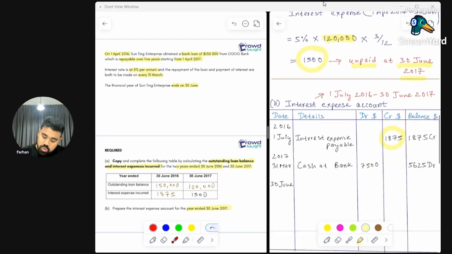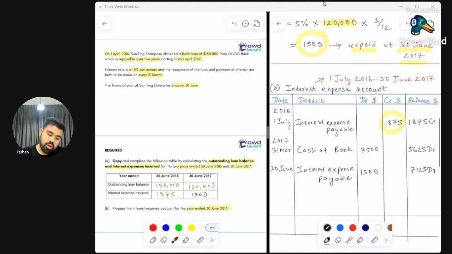So therefore, what we're going to do is show the closing balance of $1,500 on the debit side with the description being interest expense payable. All right. So always remember, all liabilities by default must have an opening balance on the credit side and a closing balance on the debit side. Okay. So previously we had 5,625 debit as the final balance. We add 1,500 more debits to that because both are debits. So we get 7,125 debit.